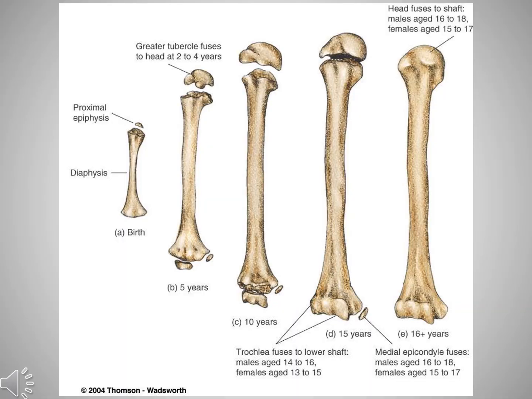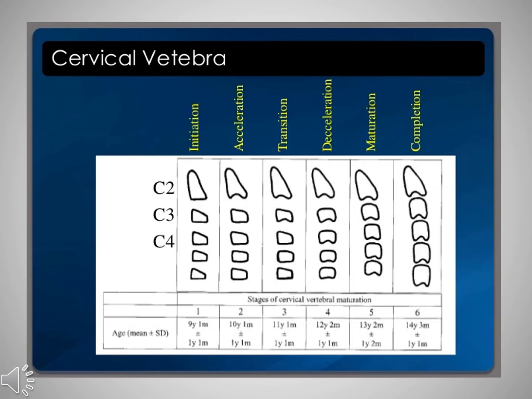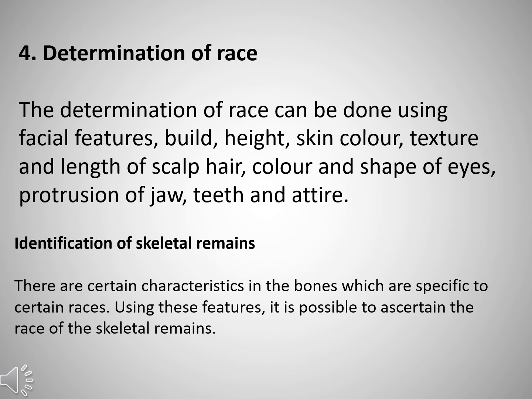Here in this slide, we can see the diaphysis, epiphysis, and how it changes along with the age. This diagram shows the clavicle development throughout the aging. Cervical vertebra can also be used to determine age. And as the fourth factor, we can discuss the determination of the race.